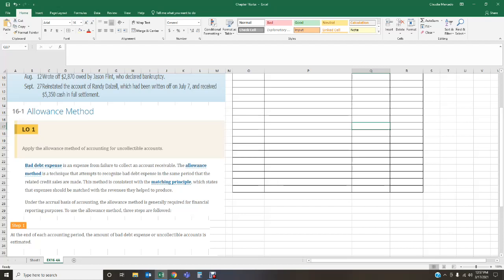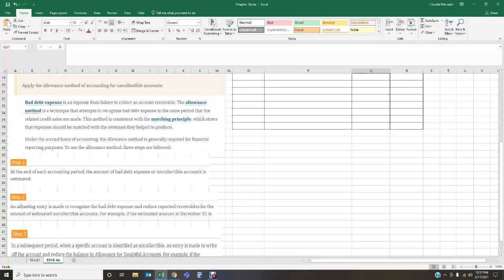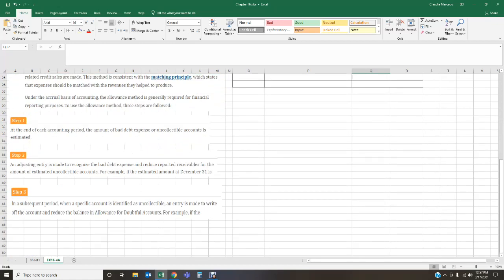There are 3 steps in the allowance method, and I copied the 3 steps for you. Step number 1 is at the end of each accounting period, the amount of bad debt expense or uncollectible accounts is estimated.